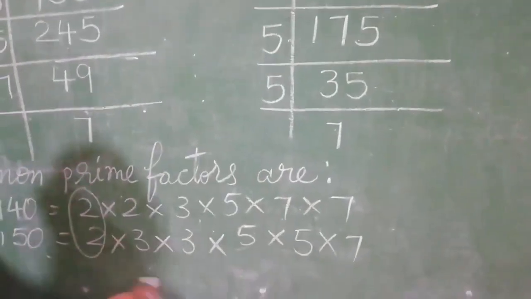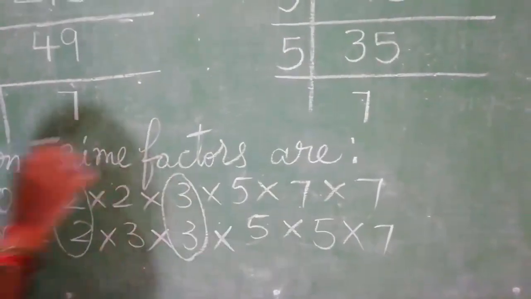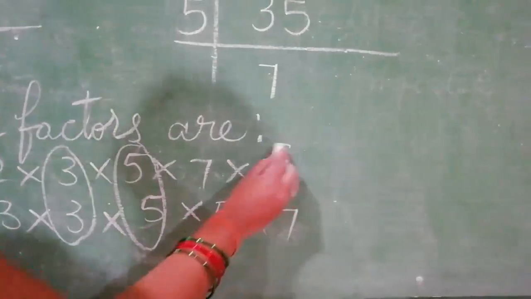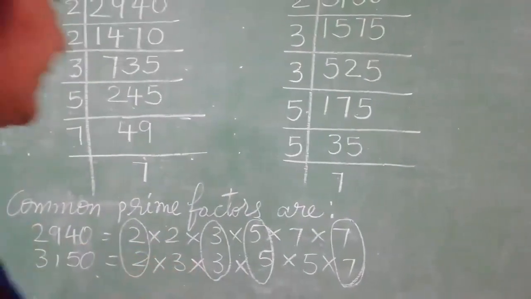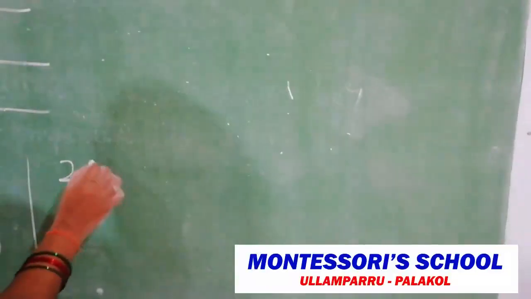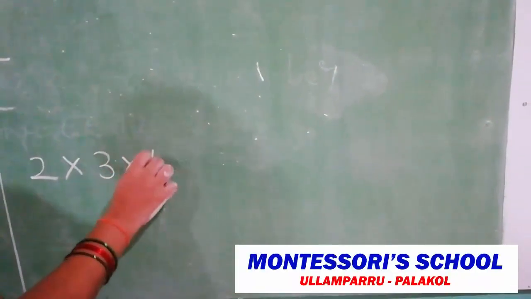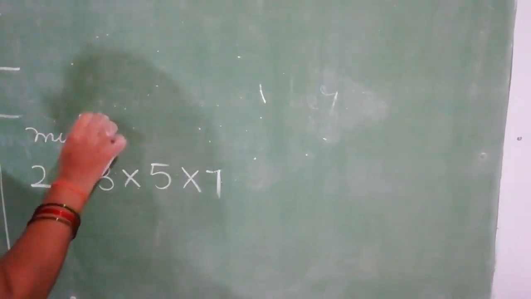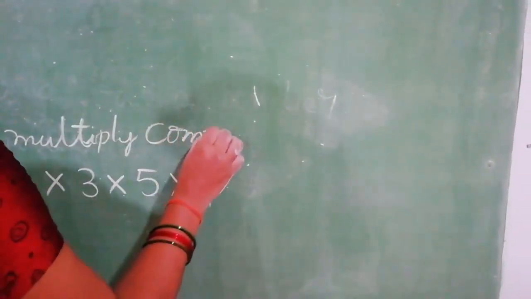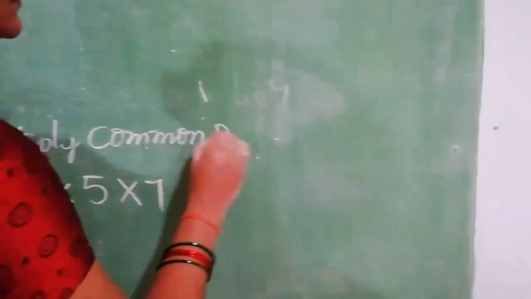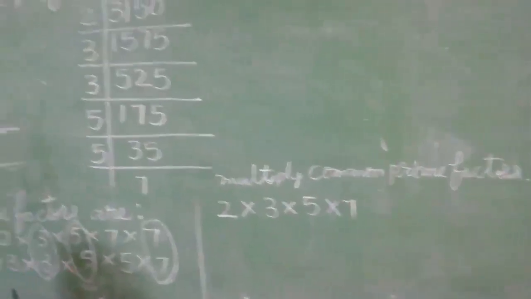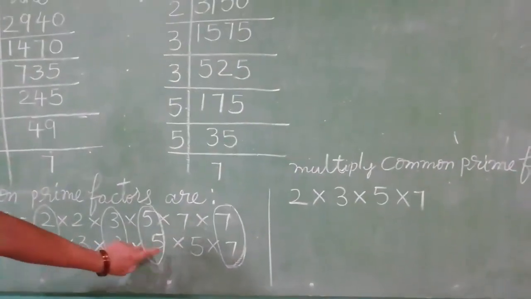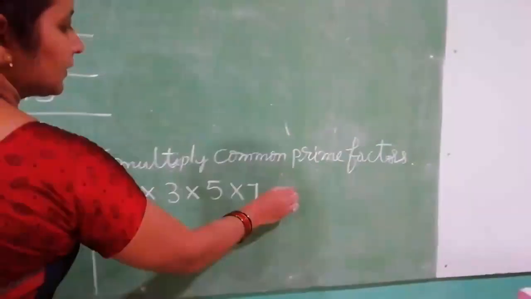2, 3, 5, 7. What are the common prime factors? 2, 3, 5, 7. Now multiply the common prime factors. What are the common prime factors? 2, 3, 5, 7. Now we multiply.